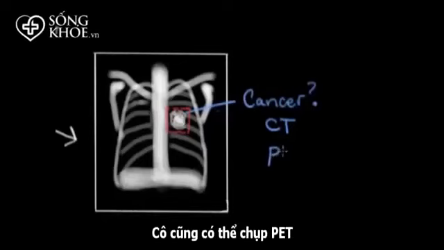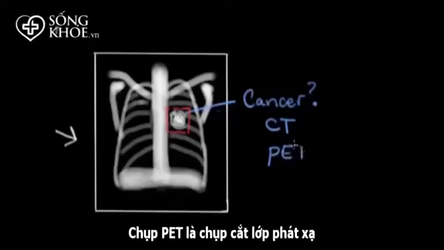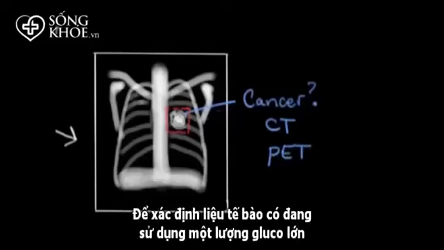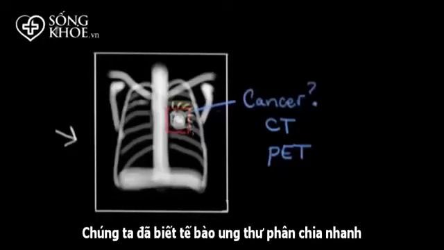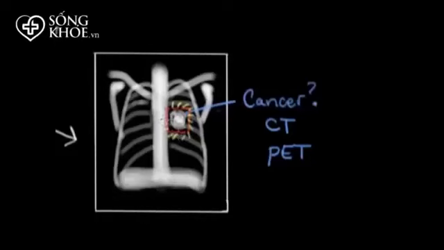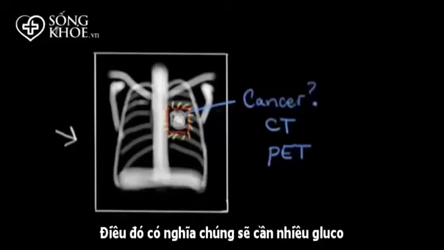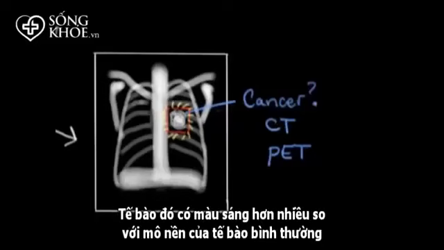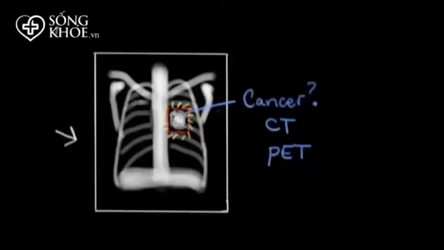She might also go for a PET scan. A PET scan stands for a positron emission tomography scan, and it's used to determine if the cells are using a large amount of glucose. Since we know that cancer cells divide rapidly, they have a high demand for energy. And that means that they're going to use a lot of glucose and will appear very bright in scans compared to background tissue and normal cells.